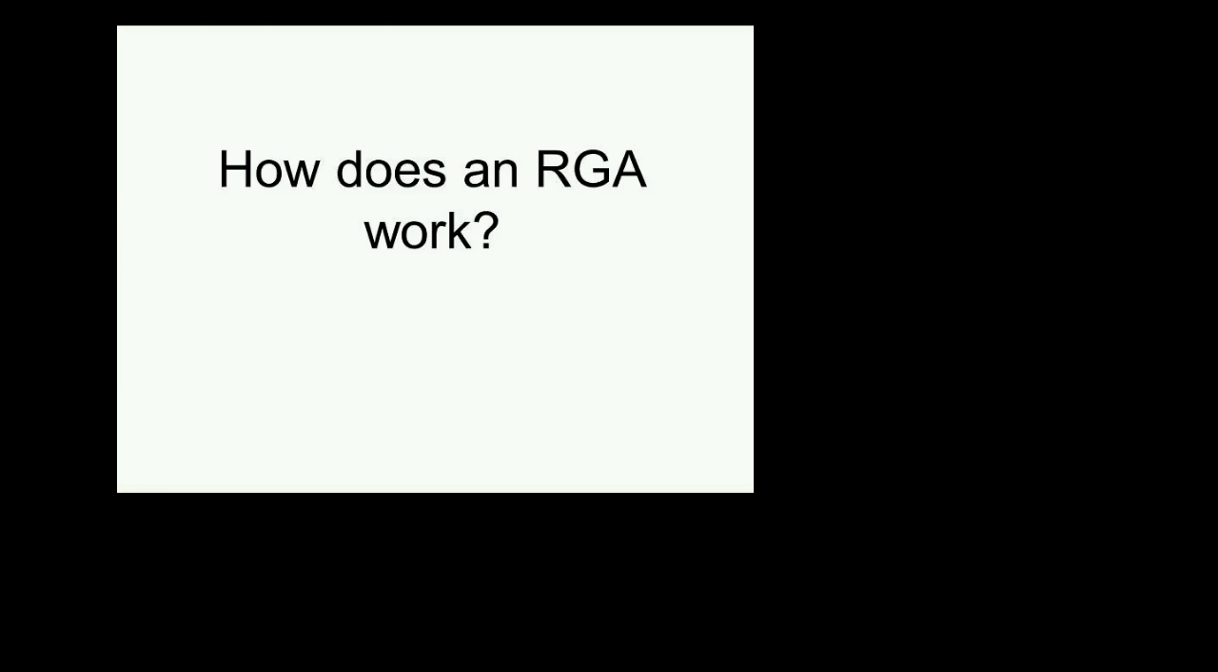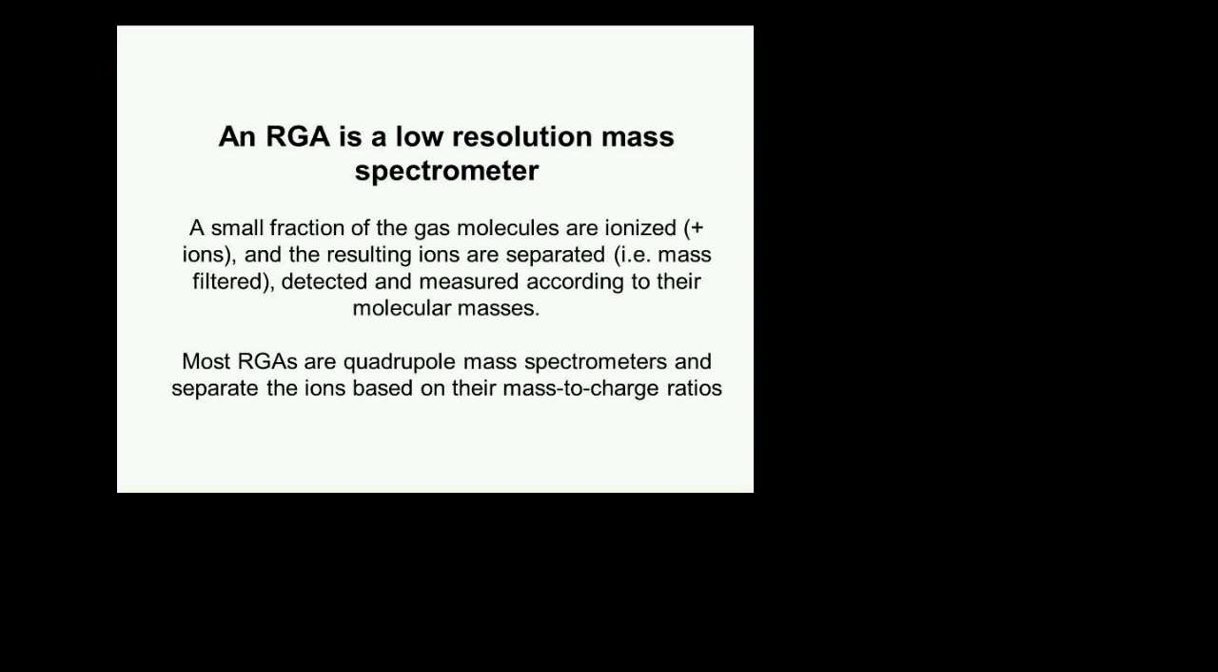So anyways, we're going to start at the beginning. We're going to focus on how an RGA works, and particularly how the RGA works in the direct immersion mode. So as we talked about before, an RGA is a low-resolution mass spectrometer.